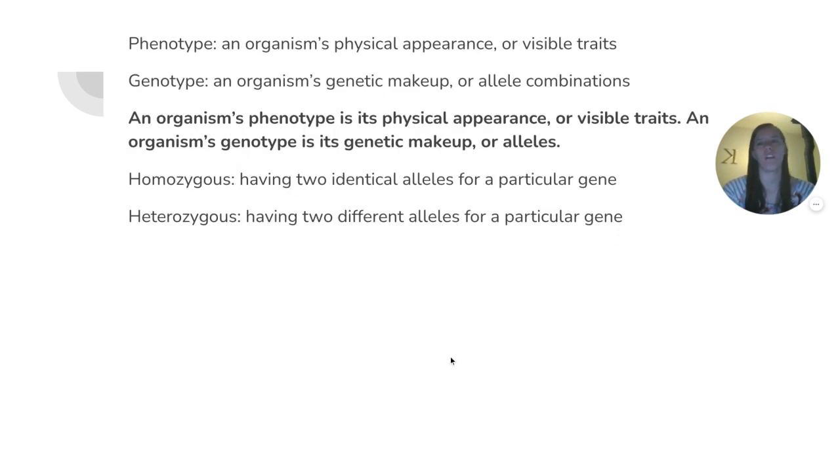Sorry about that. So then we have phenotype, which is an organism's physical appearance or visible traits. Genotype is an organism's genetic makeup or allele combinations. So an organism's phenotype, again, is its physical appearance or visible traits, and genotype is its genetic makeup or alleles. So homozygous is having 2 identical alleles for a particular gene, and heterozygous is having 2 different alleles for a particular gene. So homo same, hetero different.